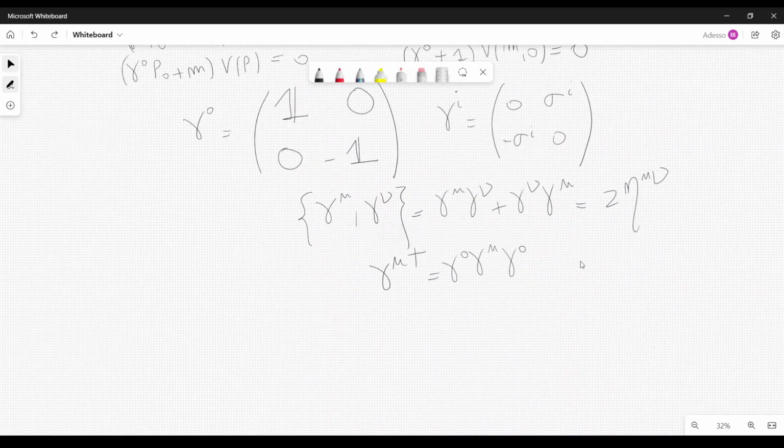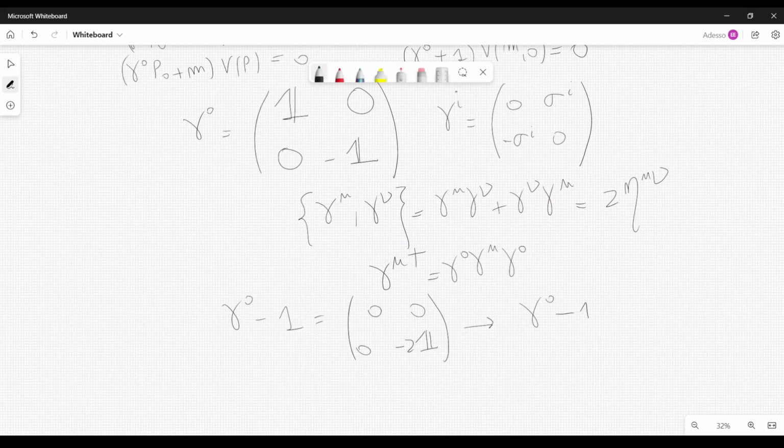In particular, you can check that gamma 0 minus the 4 by 4 identity matrix is equal to 0, 0, 0, minus 2 times the identity matrix, a 2 by 2 identity matrix in this case. And we have to solve gamma 0 minus 1 acting on u of m0 equal to 0. This will give us two linearly independent solutions for u of m0. It can be easily seen from here because this matrix has a determinant equal to 0, but you can see that two rows are equal to 0.